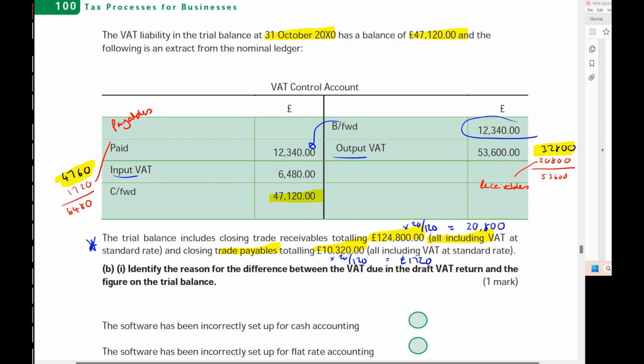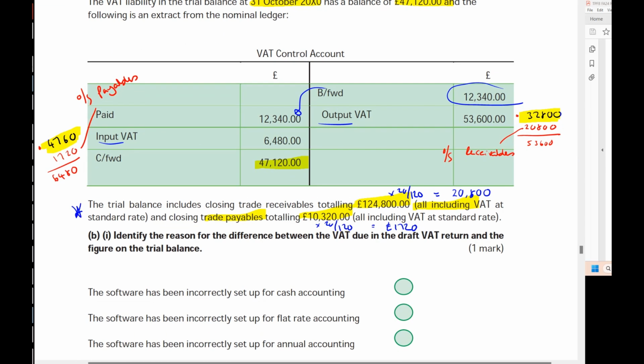So what the software seems to be doing is incorrectly using cash accounting, because cash accounting would say, I only want to account for the VAT on the bit that's being received. So if this is outstanding as payables, that doesn't go in my VAT return yet. And if this is outstanding as receivables, that doesn't go in my VAT return yet. So they've included only the part that has been actually changing hands as cash. So the software has been incorrectly set up for cash accounting.